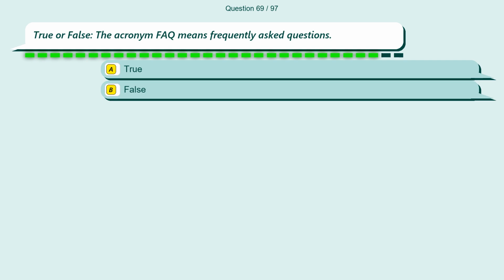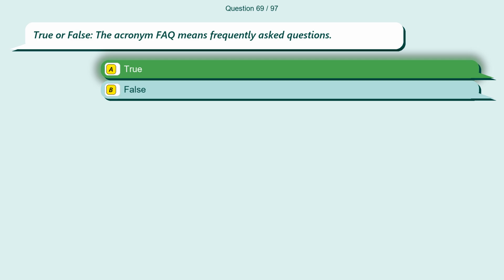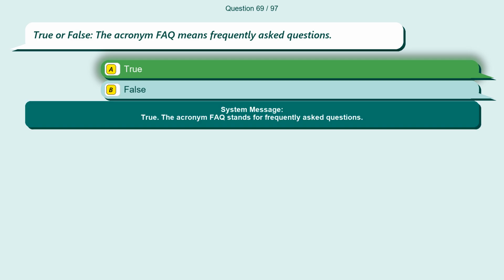Question 69. True or false? The acronym FAQ means frequently asked questions. Option A, true. Option B, false. The correct answer is option A, true. The acronym FAQ stands for frequently asked questions.